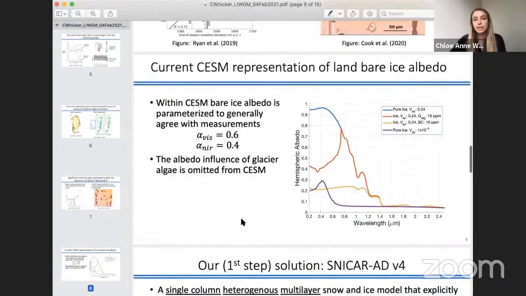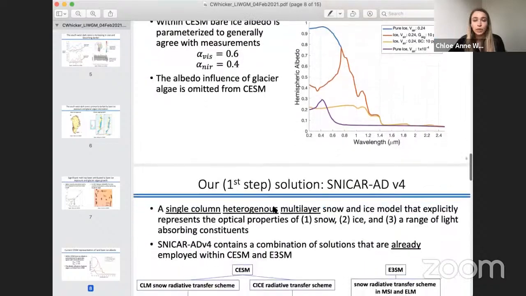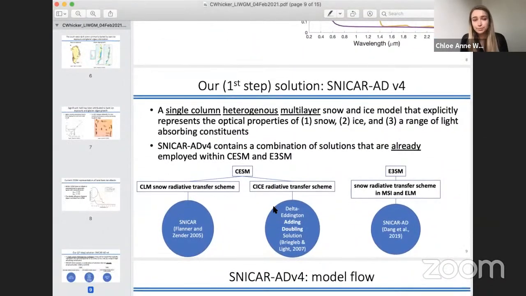Currently, CESM represents land bare ice albedo using parameterizations. In the visible, we use a constant albedo of 0.6, and in the NIR, we use a constant albedo of 0.4, which we can see is not totally correct because the albedo of pure ice varies quite widely depending on the density or the volume of air present in it. We can see that here in blue and purple. And the albedo influence of glacier algae is completely omitted, but we actually see a really large decline in albedo due to glacier algae. So our first step solution is SNICAR-AD version 4.